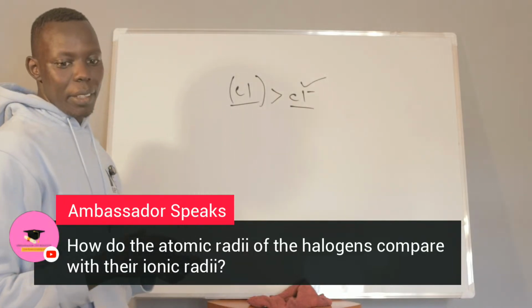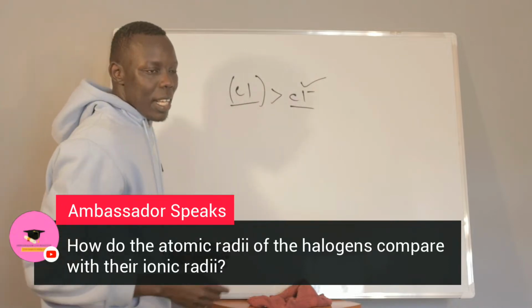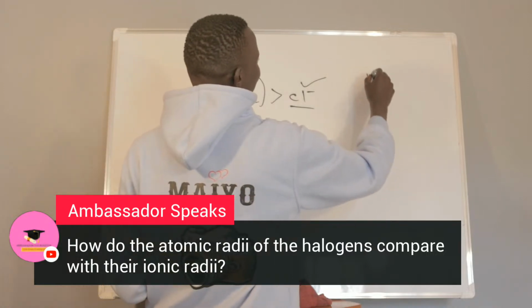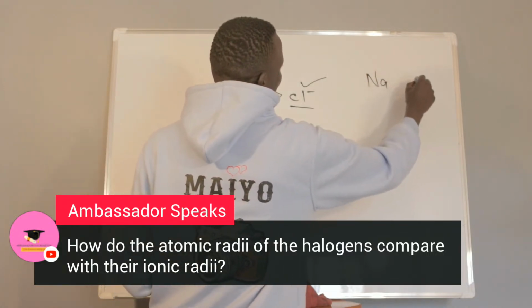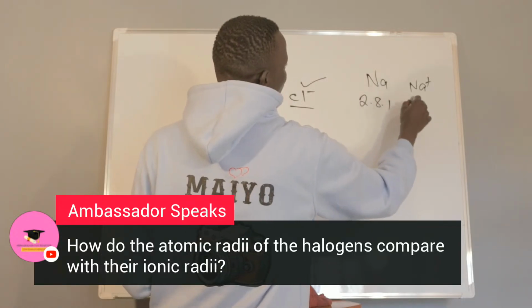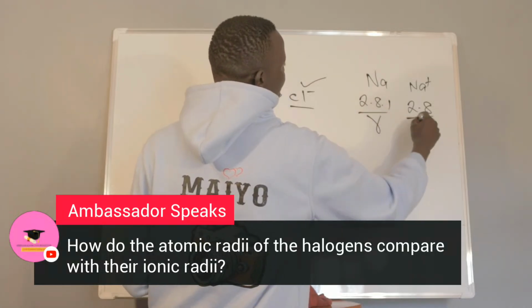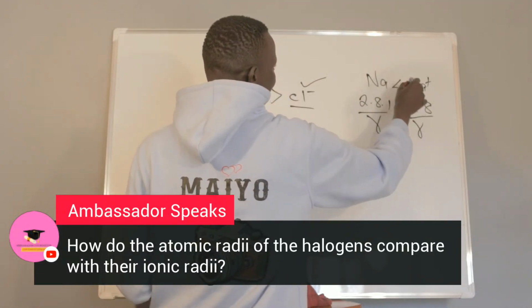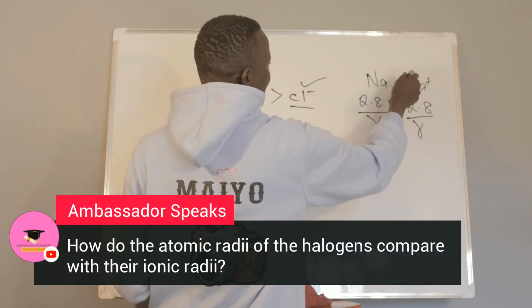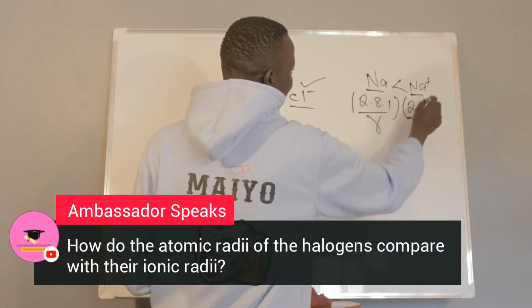Now, after saying that, we need to explain how this is greater than this. I always love using sodium and sodium ion. Sodium is 2, 8, 1 and the sodium ion is 2, 8. So it is easier to explain, because the atom has 3 energy levels and the ion has 2. So the atom is greater than the ion because it has 3 energy levels, while the ion has 2 energy levels.